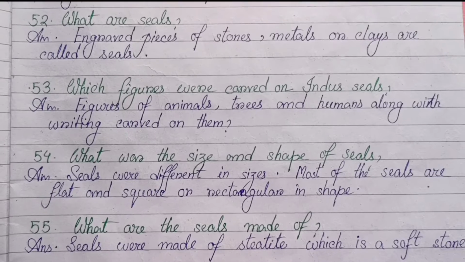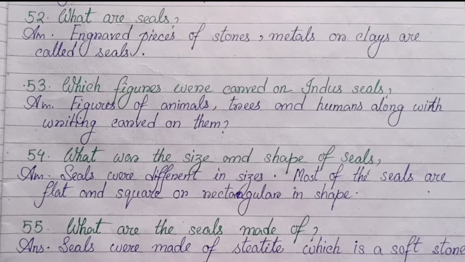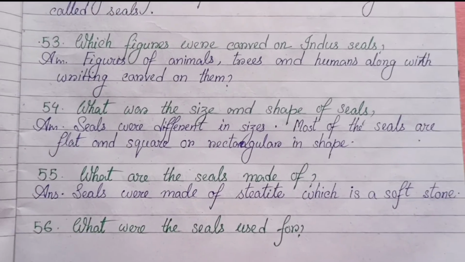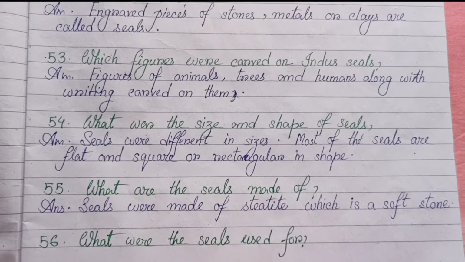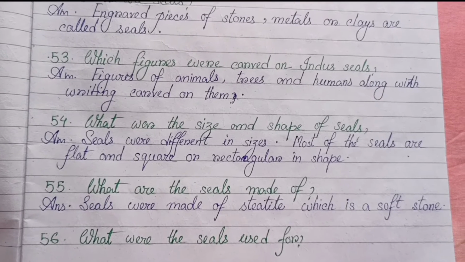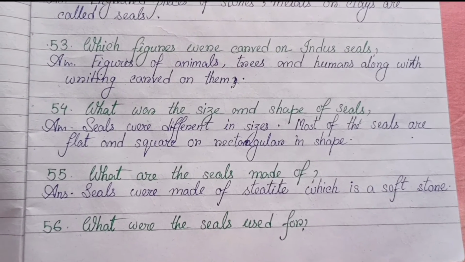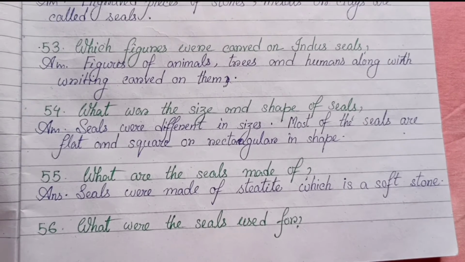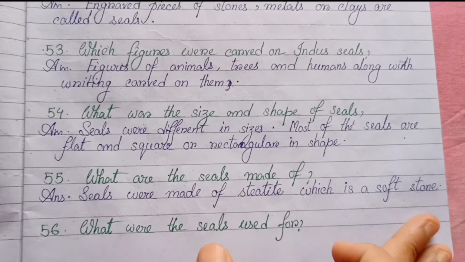Which figures were carved on Indus seals? Figures of animals, trees and humans, also with writings carved on them. What was the size and shape of seals? Seals were different in sizes. Most of the seals were flat and square or rectangular in shape. What were the seals made of? Seals were made up of steatite, which is a soft stone. What were the seals used for?